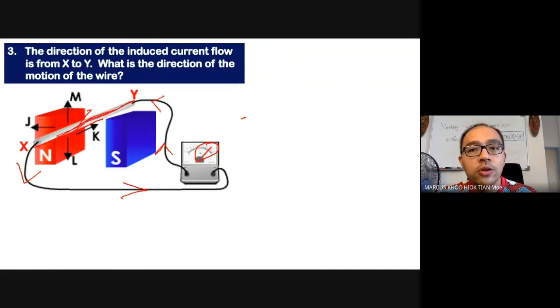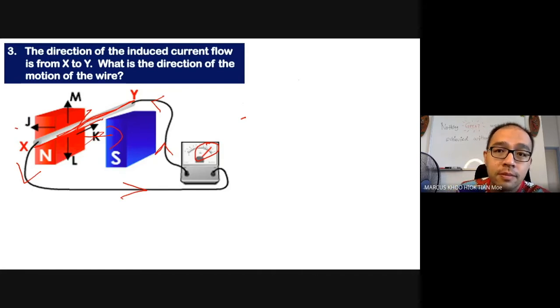So my question to you is, which is the direction of the motion of the wire? Is it going towards M? Is it going towards L? Is it going towards J? Or is it going towards K? K is like here, actually. Use your right hand to try to figure this out. North to south is now the other way, but the direction of the current is like this.